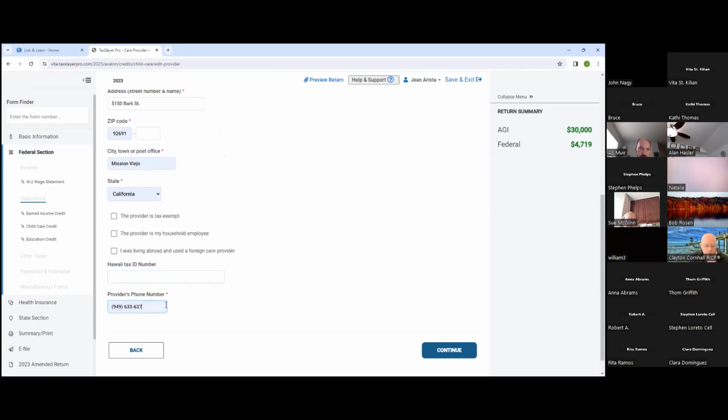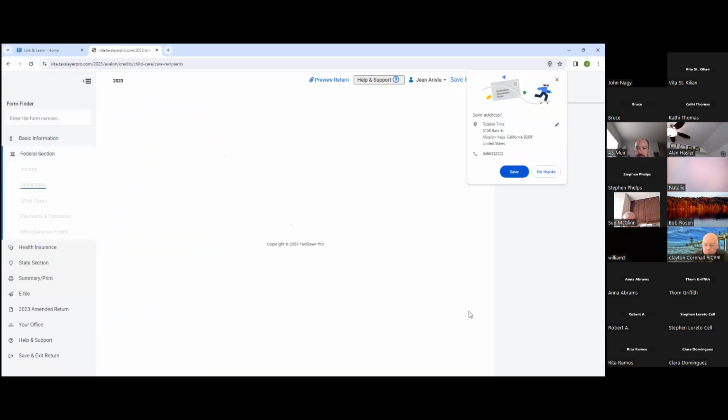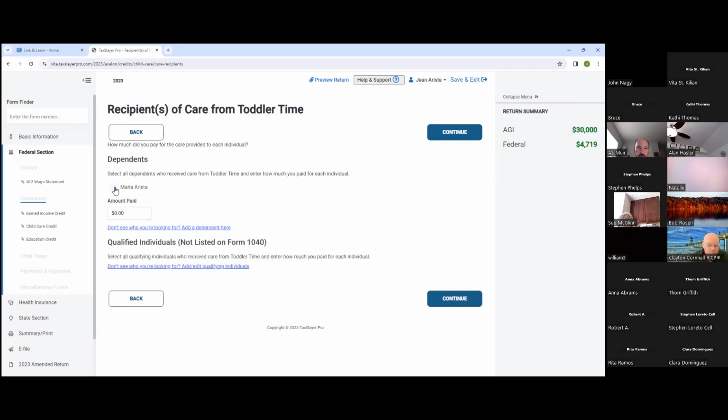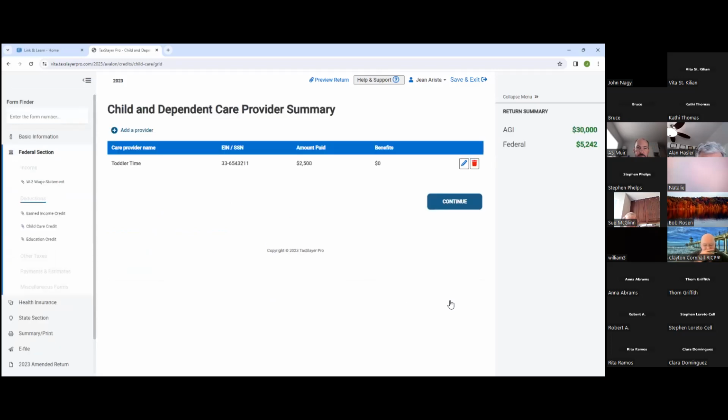Your provider information. Let's see, we've got a phone number of 2222. Okay, and then it says we're caring for Maria, so we'll indicate that, Maria. And here the amount paid, and the amount paid for Maria was $2,500. And if I've done that correctly, then I think we're all set there. And so what we'll do, we'll hit continue.